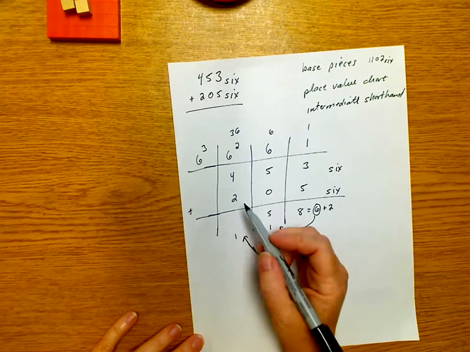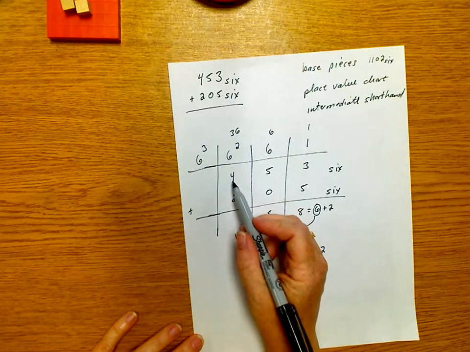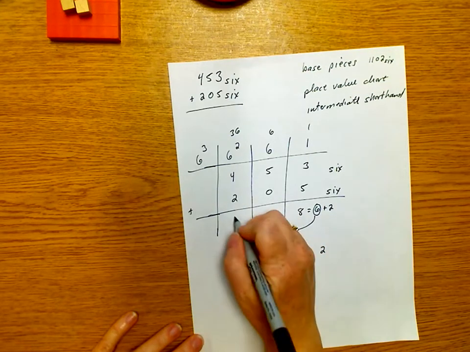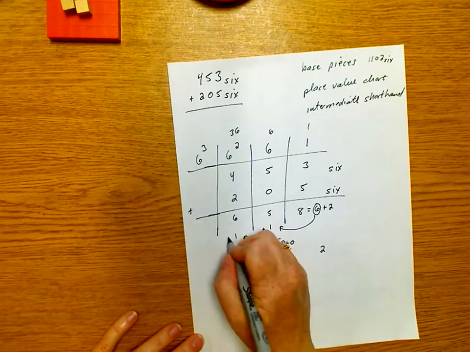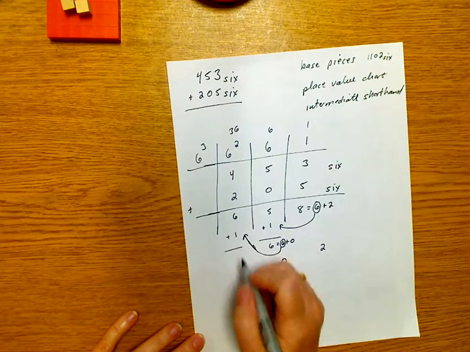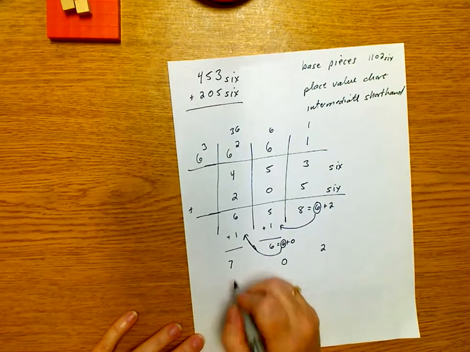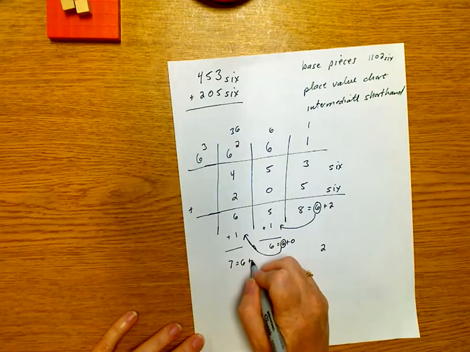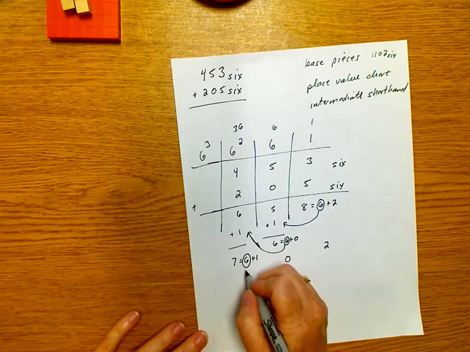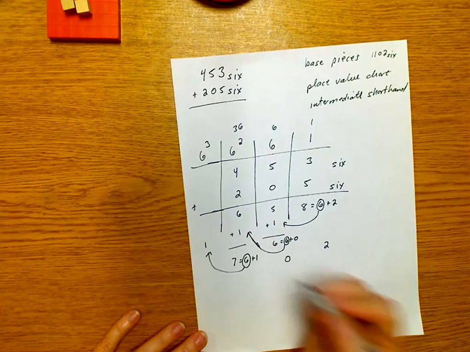Now moving to the flats column, I have that 1 from exchanging the 6 longs, and then what was already here was 4 flats plus 2 flats, gave me 6 flats, plus that 1 that came from doing that exchange, gives me a total of 7. Again, I can't have 7 because that has a group of 6 in it, so I will write that as 6 plus 1, and then I will exchange those 6 flats for 1 cube.